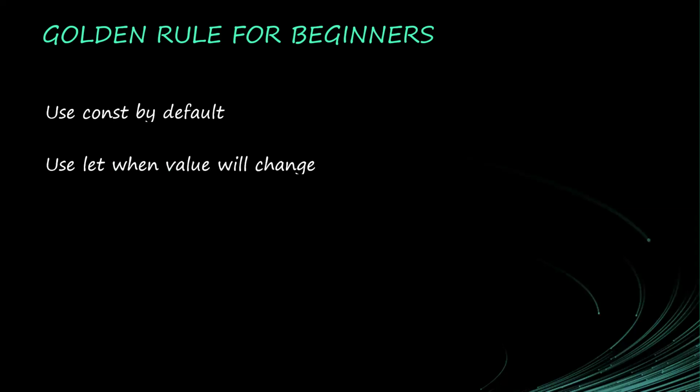Okay. So the golden rule for beginners: use const. Use the const keyword to declare your variables by default. Use let when the value will change, just like I have explained to you in the code. If there's a need for the value to change, you can change it back to the let keyword. Avoid the var keyword completely.